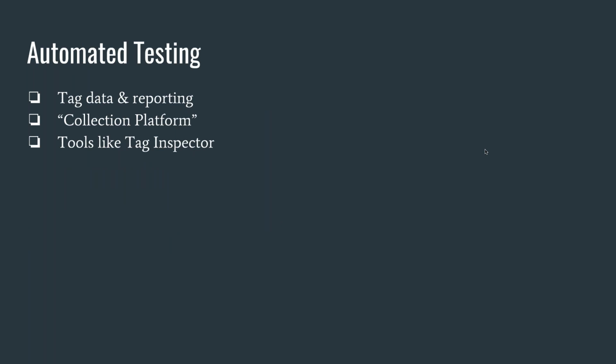One, we can set up our own kind of custom tag and data and reporting when it comes to a collection platform. And I'll explain that a little bit further here in a second. We can also use tools such as Tag Inspector in order to be able to automatically validate and monitor the data layer moving forward.